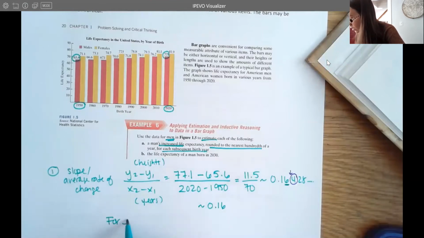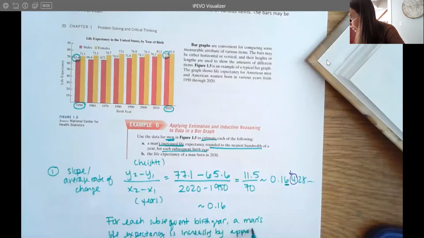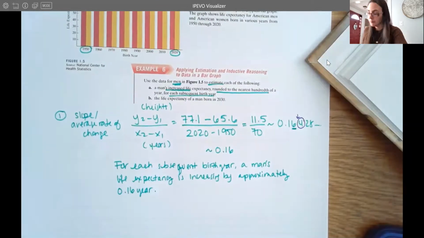So for each subsequent birth year, a man's life expectancy is increasing by approximately 0.16 of a year. So 0.16 years.